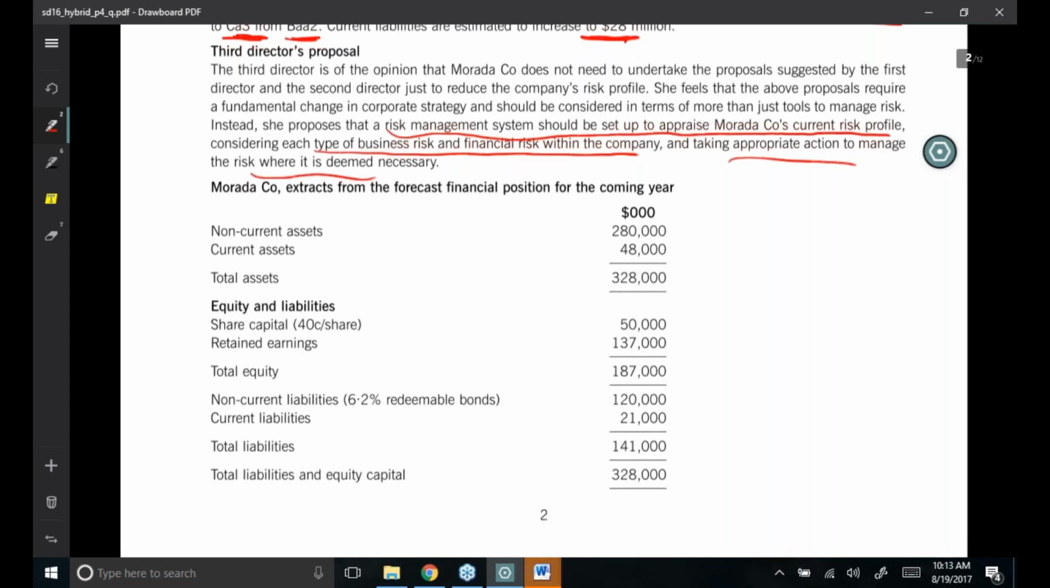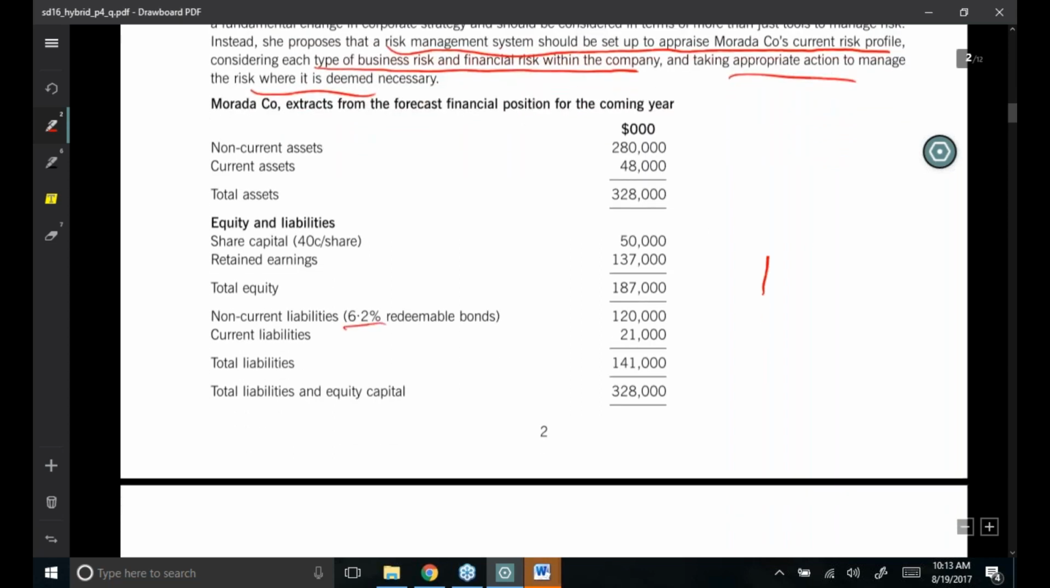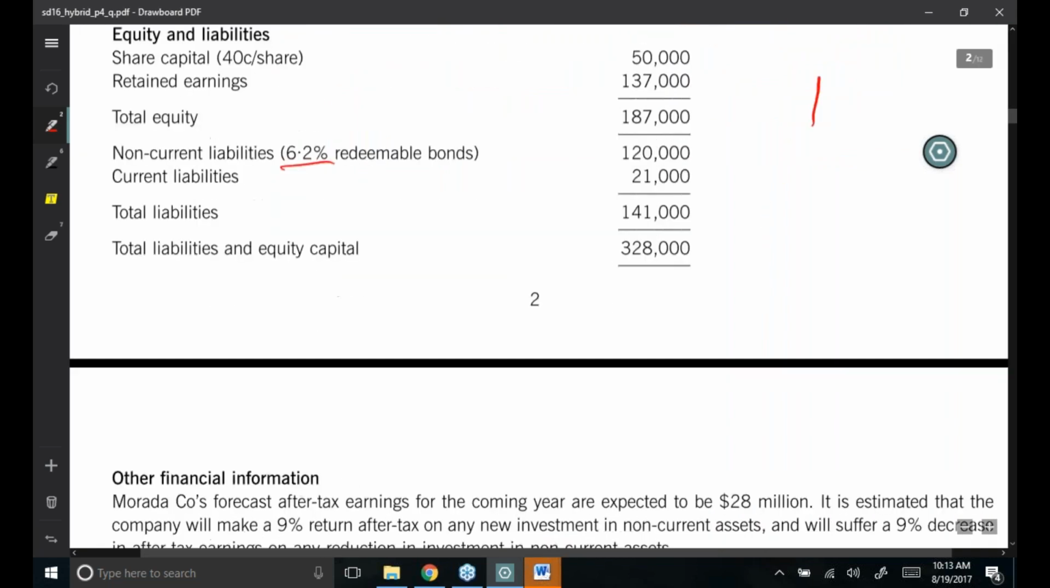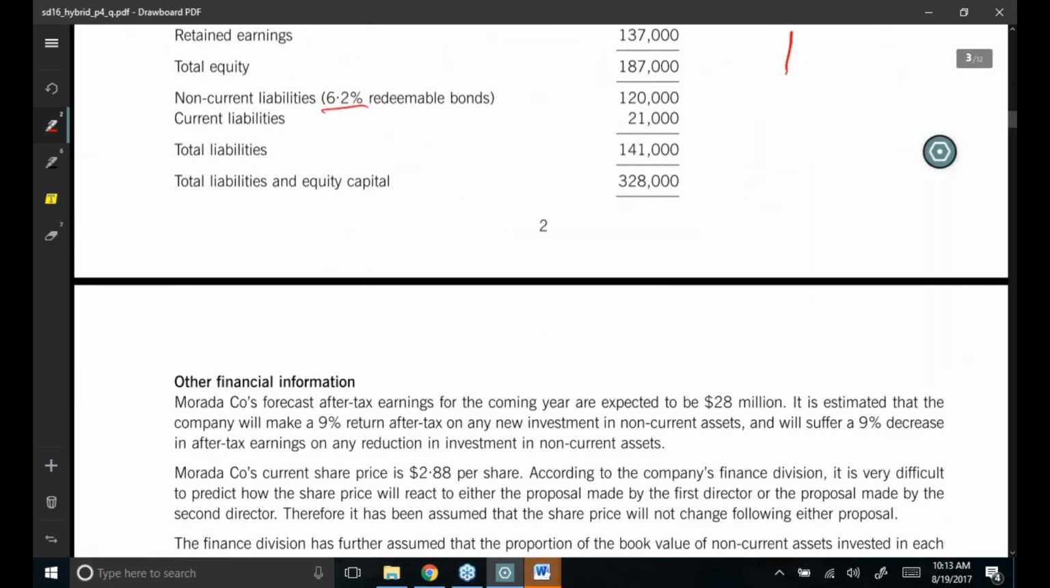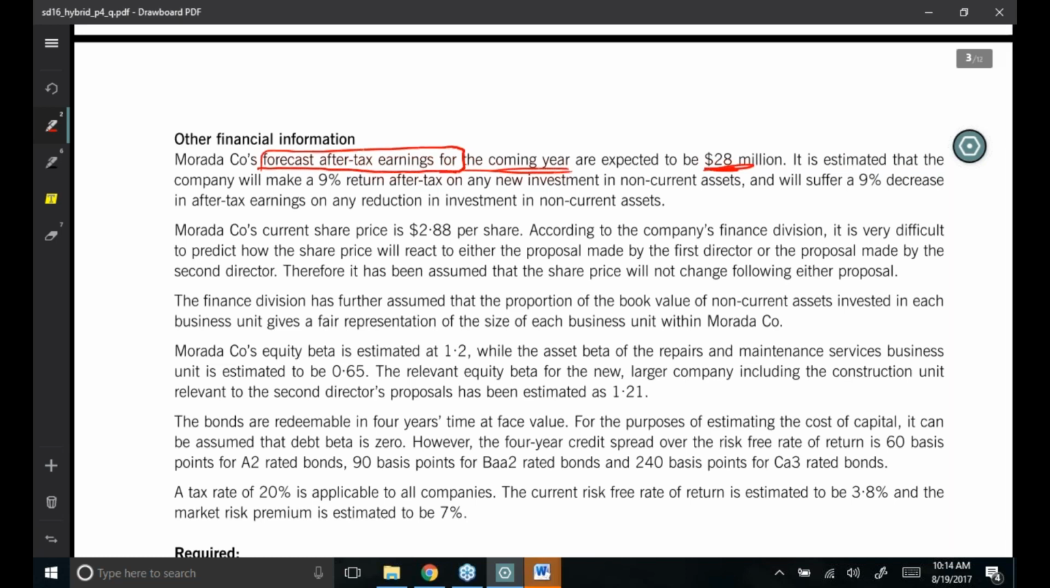Okay, the non-current assets, current assets, share capital, retained earnings, and non-current liabilities, which include the 6.2% bond, all the data is given. And the next: the company's forecast after-tax earnings for the coming year are expected to be 28 million. So for the next year, earnings are given as 28 million. It is estimated that the company will make a 9% return after tax on any new investment.